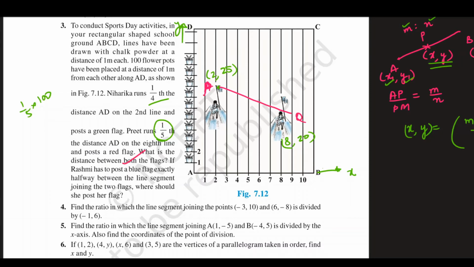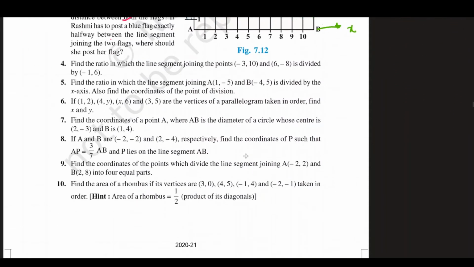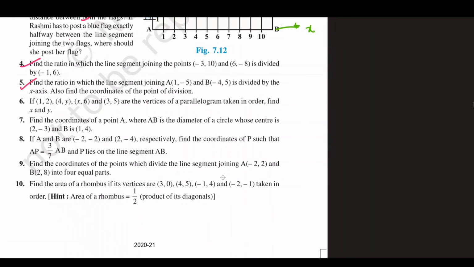If Rashmi has to post a blue flag exactly halfway, you just have to add these two to get the midpoint. So midpoint will be (2 plus 8)/2, that is 5, comma 45/2, that is 22.5. So that would be the answer. Now the question 4, find the ratio in which the line segment is divided, that is the same question. You just have to use the section formula. The question 5 is also pretty similar. Now this is a good question. 6th question is different, so I will be doing this.